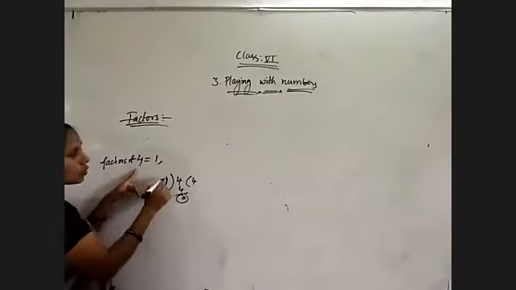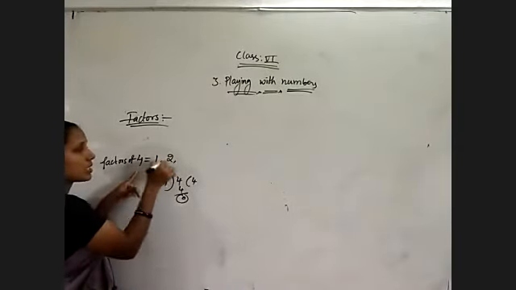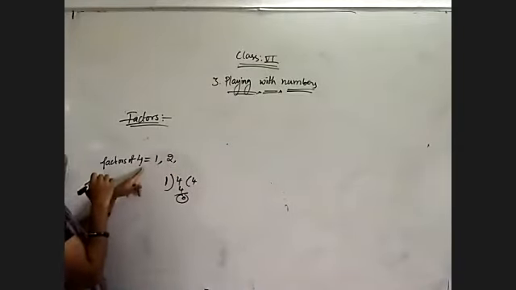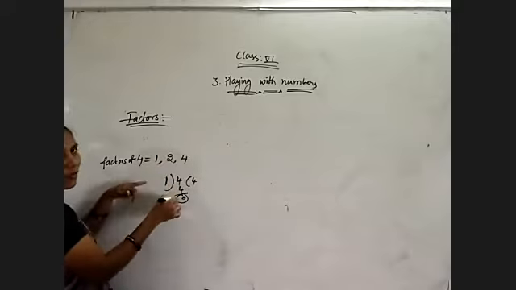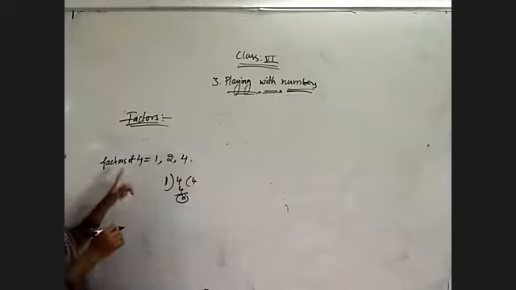Then 2. 2 twos are 4, so 2 also is a factor of 4. And 3 table we will not get 4. In the 4 table, 4 ones are 4. So observe, these are the factors of 4.